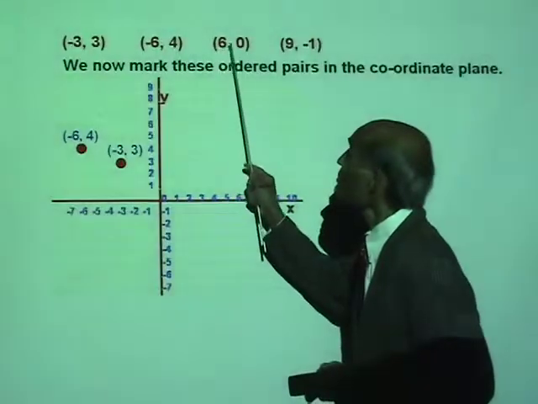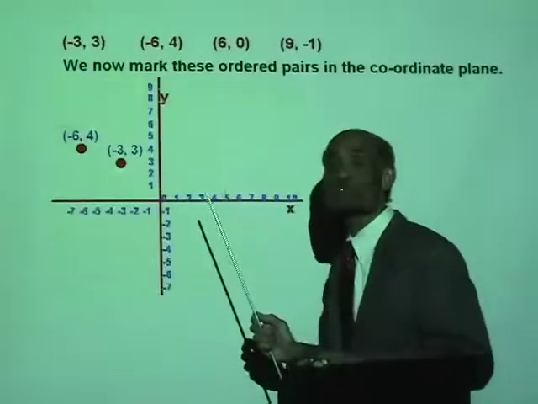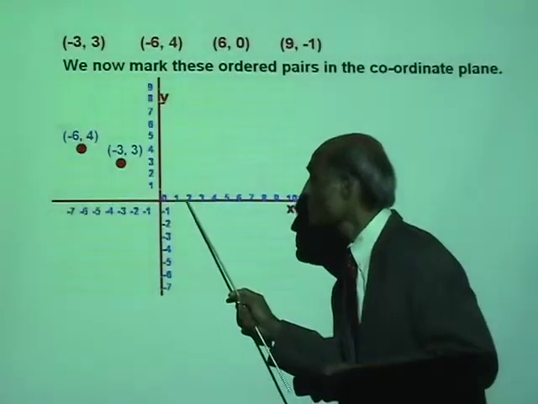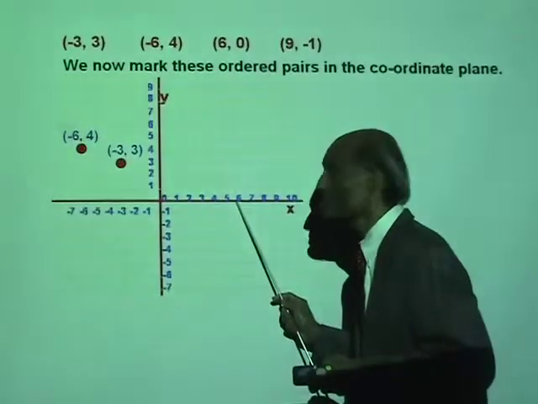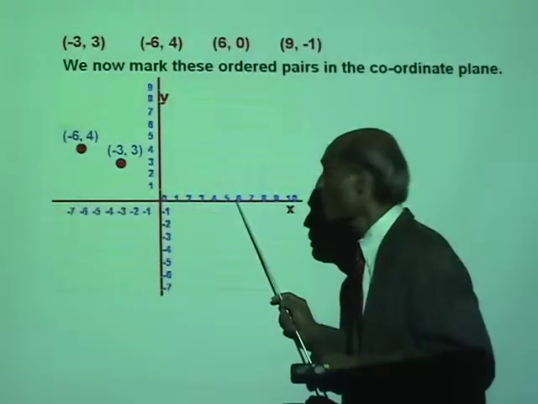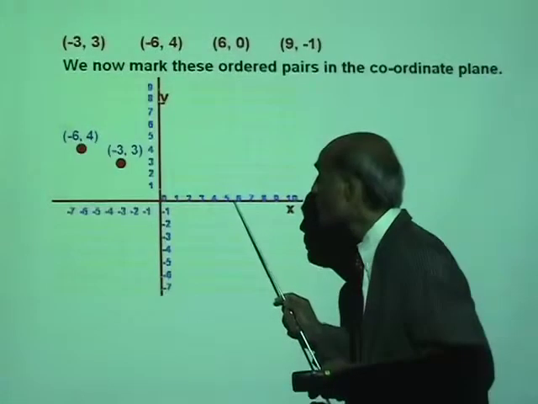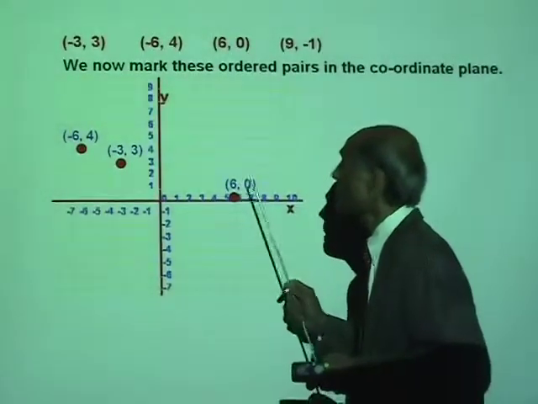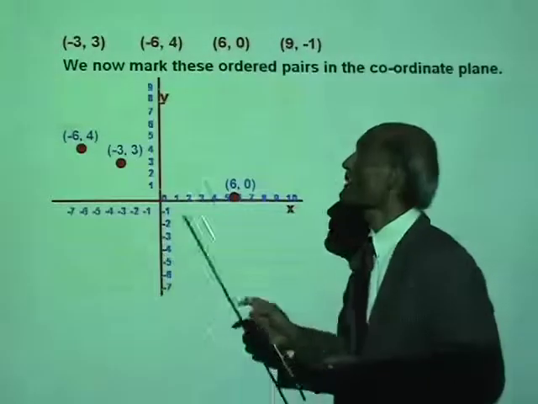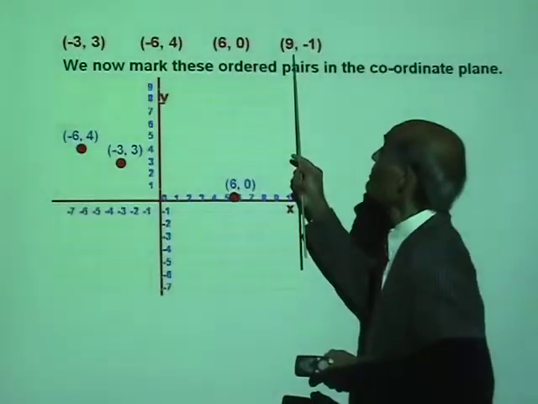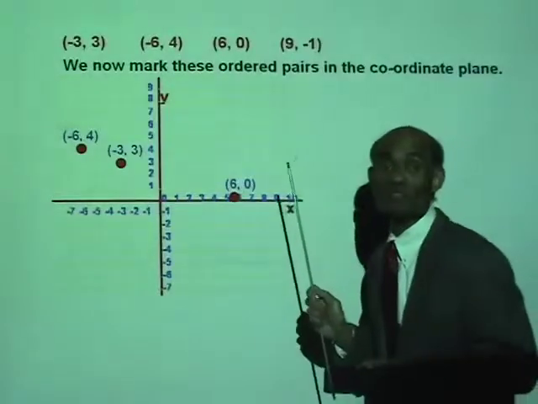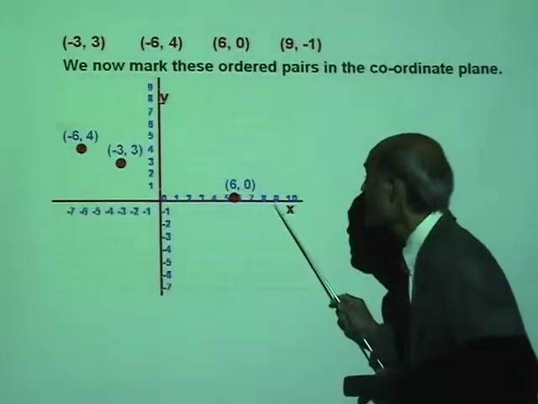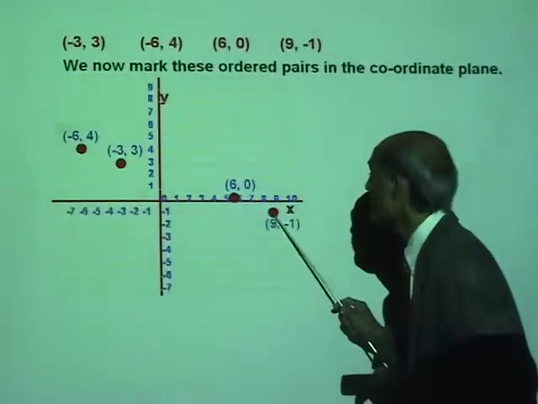Next, x equal to 6, y equal to 0. Where is that point? X equal to 6. 1, 2, 3, 4, 5, 6. X equal to 6, y equal to 0. Over here, this is the point. What is the next? X equal to 9, y equal to -1. X equal to 9, y equal to -1 is this point.